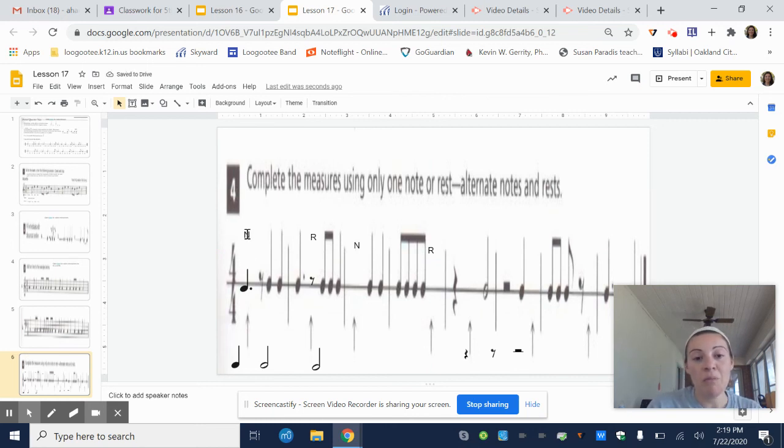But the main point is to remember that you're alternating notes and rest, and to count how many beats you already have in your measure and determine what one note value will cover the rest of that measure. And that's it.